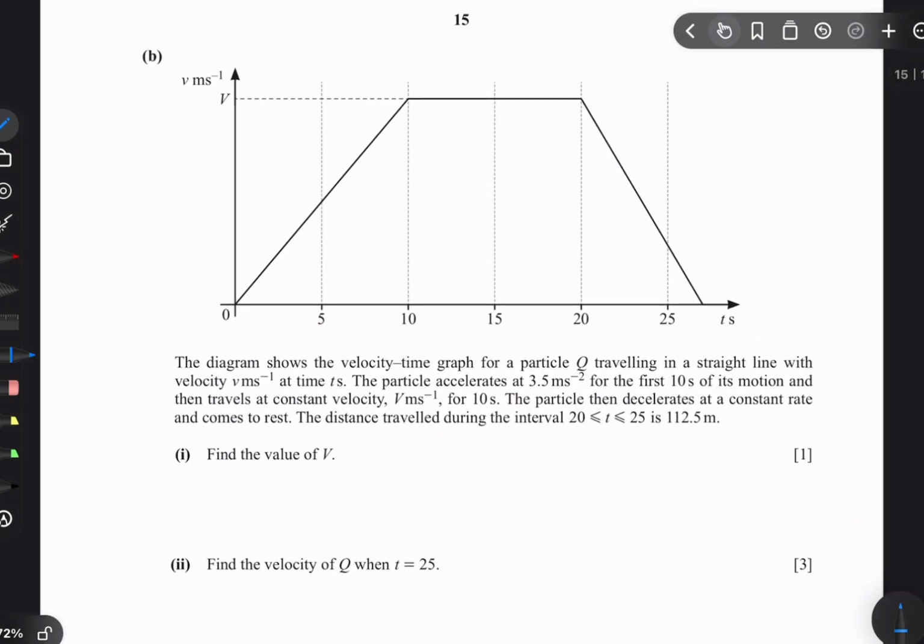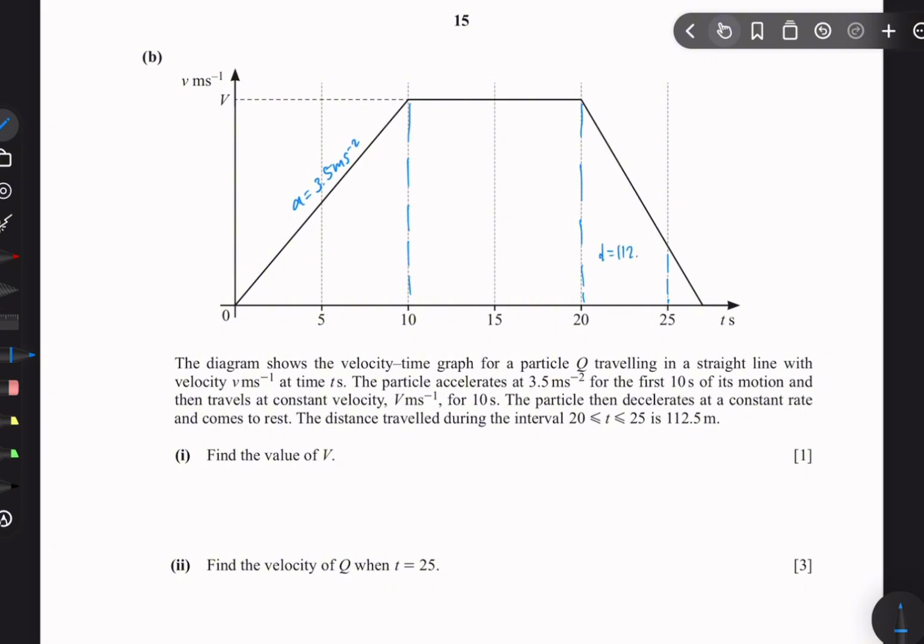Part B, the diagram shows the velocity time graph for a particle Q traveling in a straight line with velocity v at time t. The particle accelerates at 3.5 meters per second squared for the first 10 seconds of its motion. Okay, so here its acceleration is 3.5 meters per second squared. And then the particle travels at a constant velocity v for 10 seconds. The particle then decelerates at a constant rate and comes to rest. The distance traveled during the interval 20 to 25 seconds is 112.5. Find the value of v.